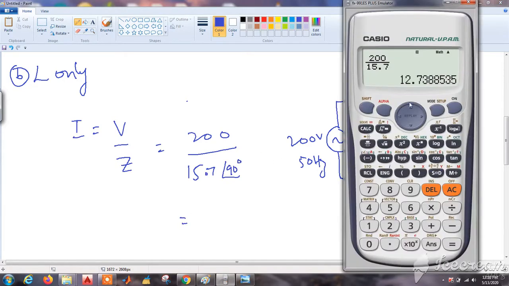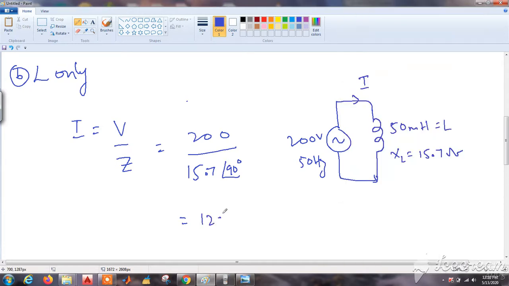We are getting 12.73, the magnitude, and we know that the angle associated with voltage, if not given, will be taken as 0 degrees, and in division we know that numerator angle minus denominator angle will give us minus 90 degrees. This is our current in amperes. Don't forget to write the units.